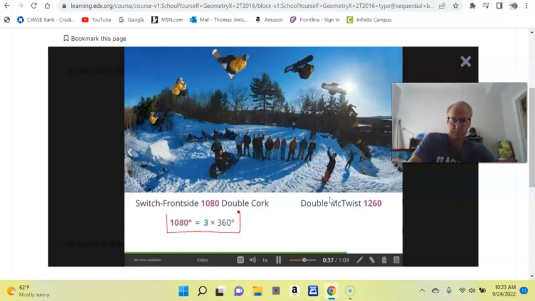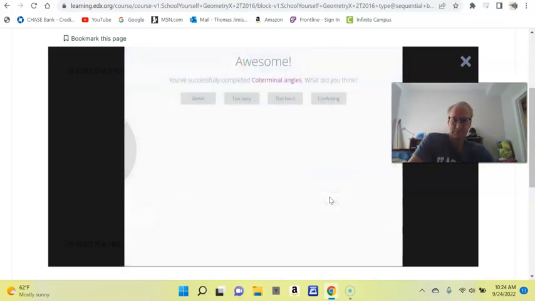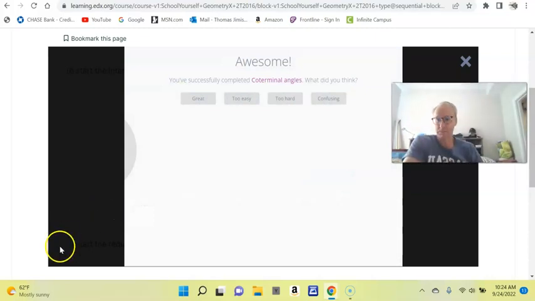Now 1080 degrees equals 3 times 360 degrees. So a trick with a 1080 means you're making 3 full rotations in the air. And 1260 degrees equals 3.5 times 360. So a trick with a 1260 means you're making 3.5 rotations in the air. That last half rotation, or 180 degrees, means that if you started by facing one direction when you're taking off in the air, you're facing the opposite direction when you land. That's it. Easy, easy, easy.